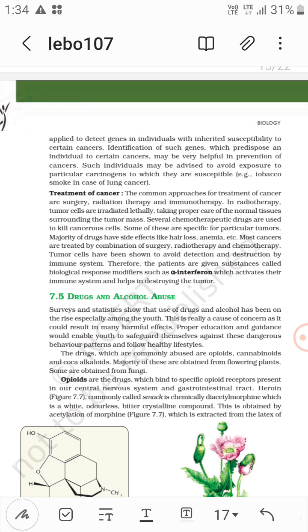Tumor cells have been shown to avoid detection and destruction by the immune system. Therefore, the patients are given substances called biological response modifiers such as alpha interferon, which activates their immune system and helps in destroying the tumor.